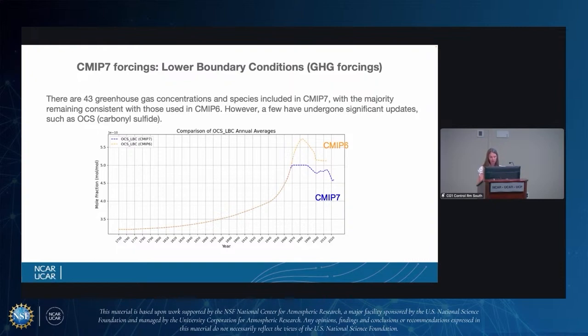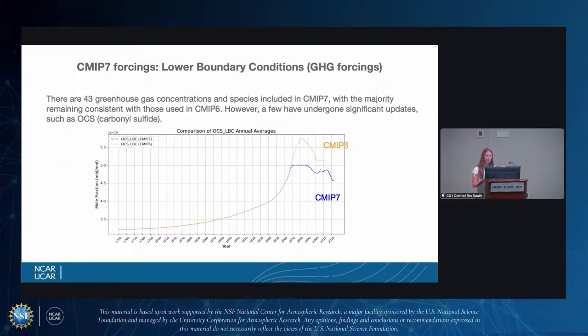And then Jun also worked on the lower boundary conditions. CMIP is providing 43 greenhouse gas concentrations for CMIP7, and most of them are very similar, but one that really stood out that we're showing here is carbonyl sulfide, because in the past we have seen, compared to observations, that we have quite an overestimation of those lower boundary conditions, so we're going to fix that as well.